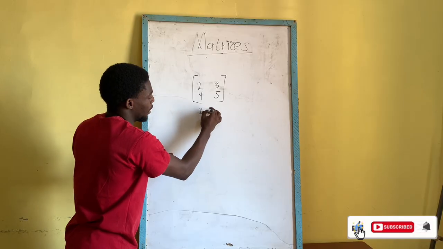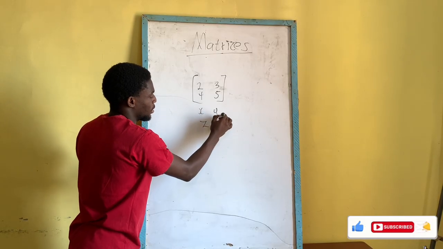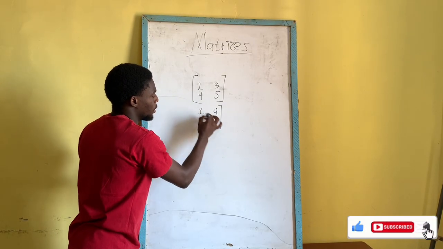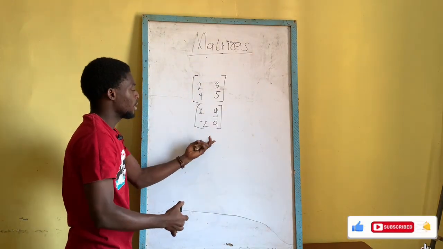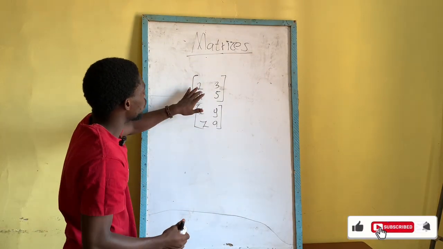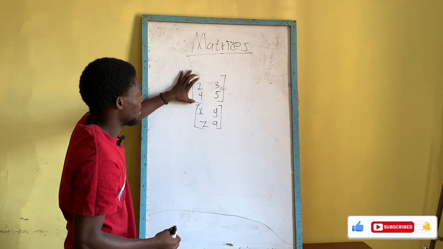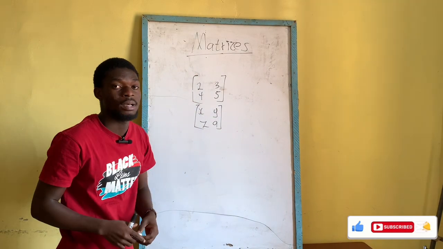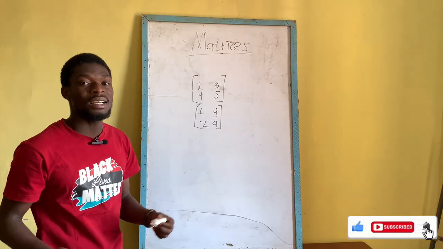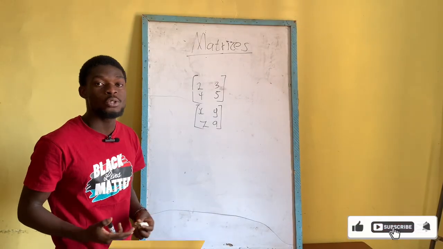So we have x, y, z, or let's say a. This is also termed as a matrix because it has been enclosed in what? In a bracket. So we have 2, 3, 4, 5 as a matrix. We have x, y, z, a as also what? Matrix. So a matrix is basically any element enclosed in a bracket.